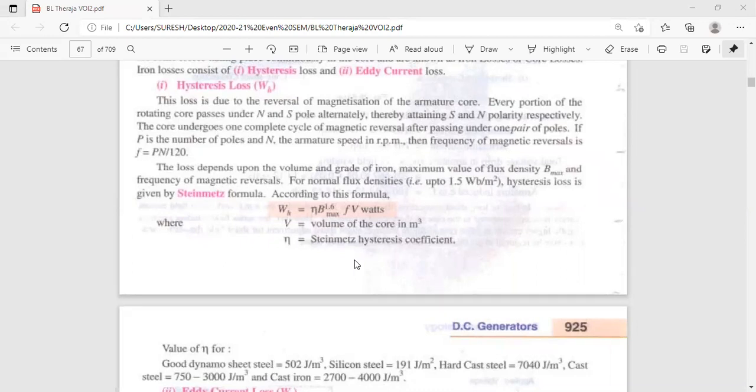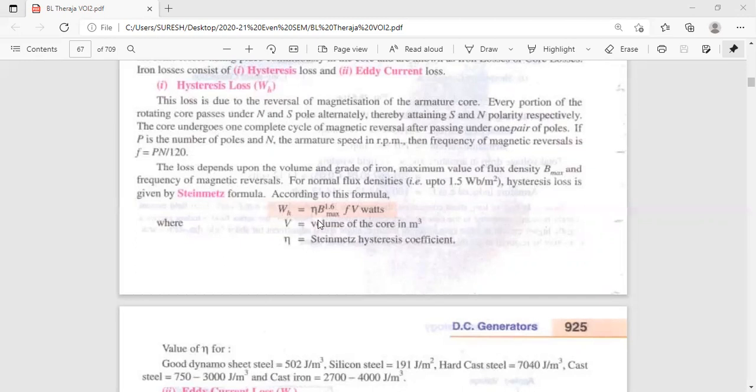This is an empirical formula. Empirical formulas will not have any proof. Then how can we say this formula is correct? First, the scientist proposes the formula and experiments are conducted using it. If the results are good, then this is the standard formula. There is no derivation for empirical formulas. Like that, Steinmetz is the scientist who proposed the formulas for hysteresis and eddy current loss.